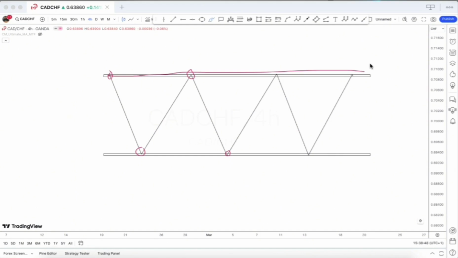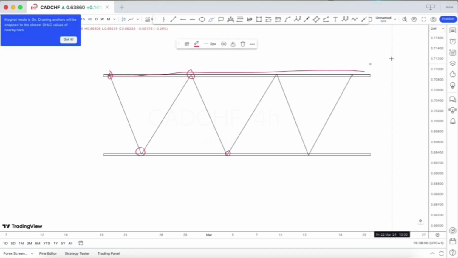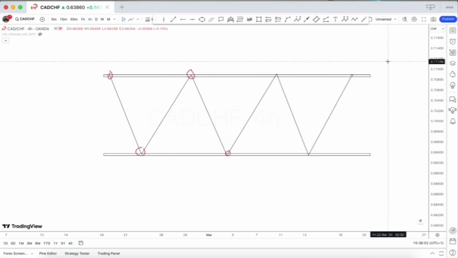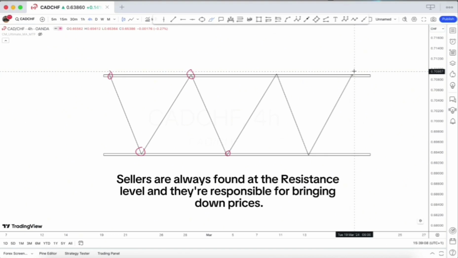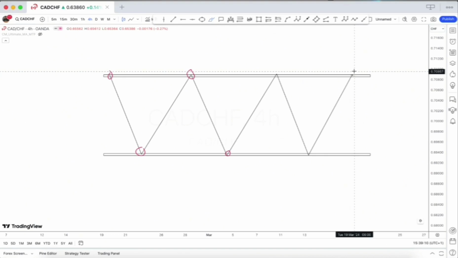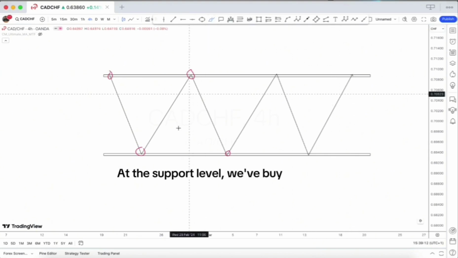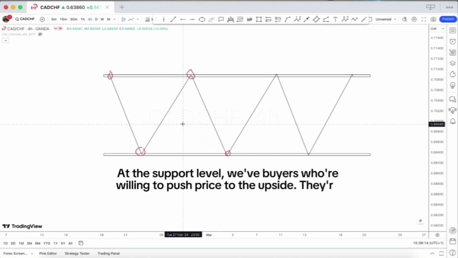Now that we have our 2 minimum touches at the resistance level and at the support level, the next thing for us to do as a trader is to understand exactly what is happening at the resistance level and at the support level. So basically, what you need to understand is that at the resistance level, there are sellers around those levels who are willing to push price to the downside. Likewise, at the support level, we have the buyers who are always willing to push price to the upside.